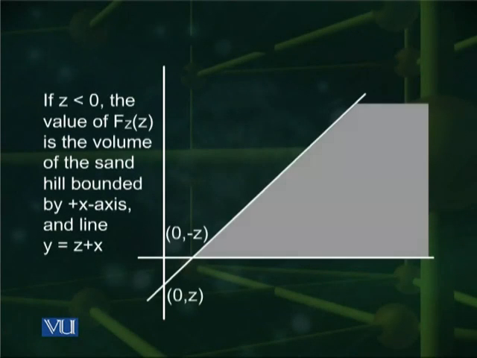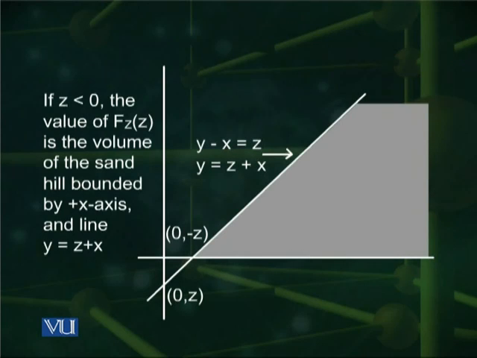In this slide, which is valid for negative intercept values, we see that the region which is going to be integrated to find the total volume of the sandhill is bounded from below by the x-axis and from above by this line y is equal to z plus x or x plus z. Remember, z is a negative number, so y-intercept is in the lower region for a negative value of y, which makes this region a triangular shaped region where the integration is bounded from below by x-axis and from above by this line, but the point where this line and x-axis meet is to the right of origin.